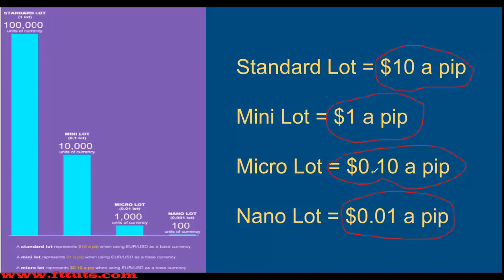Usually I tell my students to start out with trading micro lots, which is a lot easier to start out with. So I hope this representation helps you out. Standard lot, $10 a pip. Mini lot, $1 a pip. Micro lot, 10 cents a pip. And nano lot, 1 cent a pip. And of course, for different currency pairs, that range could be a little bit off, as in for the yen, USD/JPY is going to be about $8 a pip instead of $10 a pip. Okay, so all that is clear.